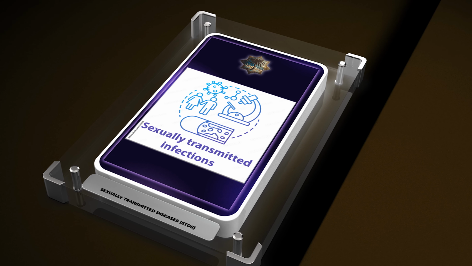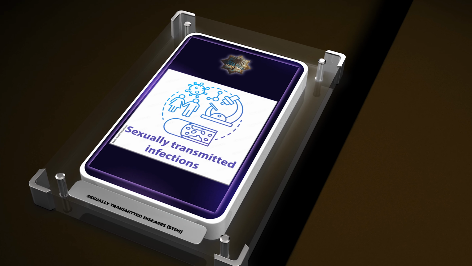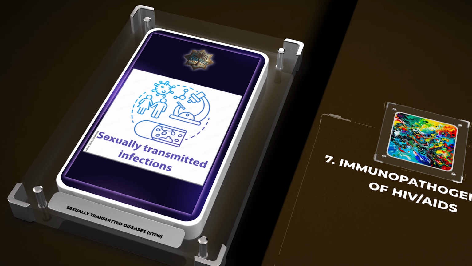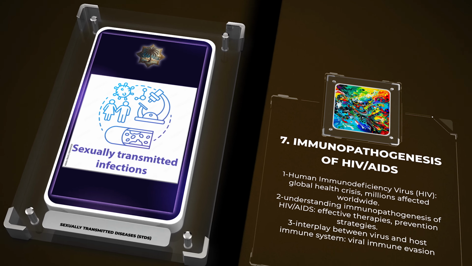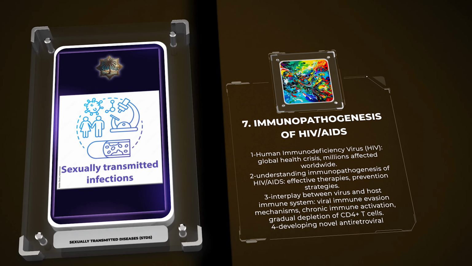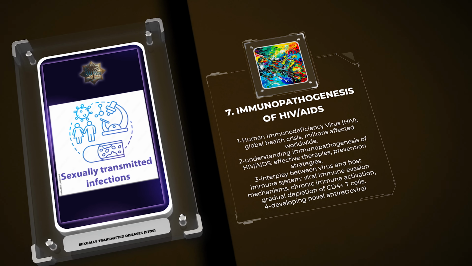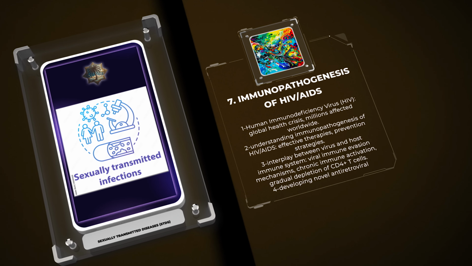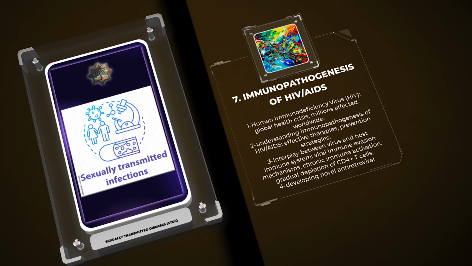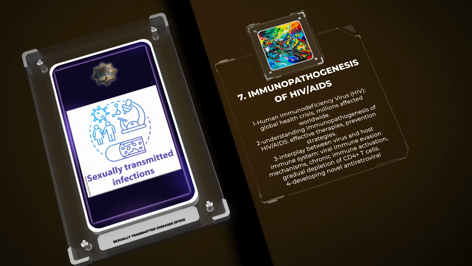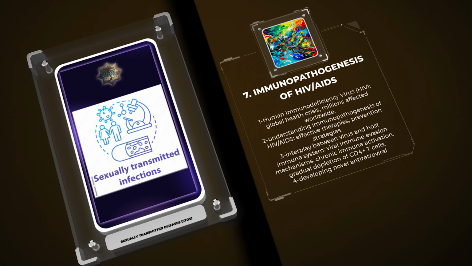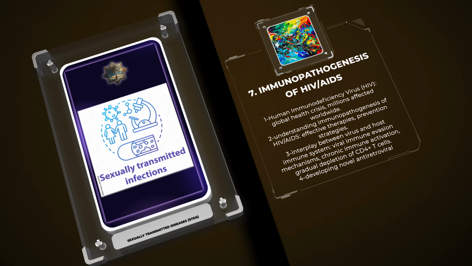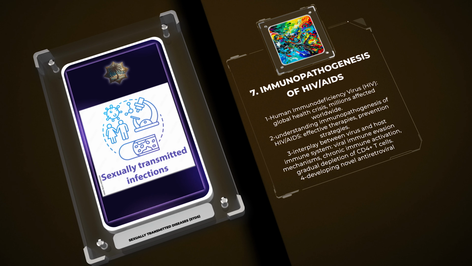The human immunodeficiency virus, HIV, remains a global health crisis, with millions affected worldwide. Understanding the immunopathogenesis of HIV/AIDS is paramount for developing effective therapies and prevention strategies. This topic will delve into the complex interplay between the virus and the host immune system, including viral immune evasion mechanisms, chronic immune activation, and the gradual depletion of CD4+ T cells. Insight into these mechanisms will help in developing novel antiretroviral therapies and improving patient outcomes.